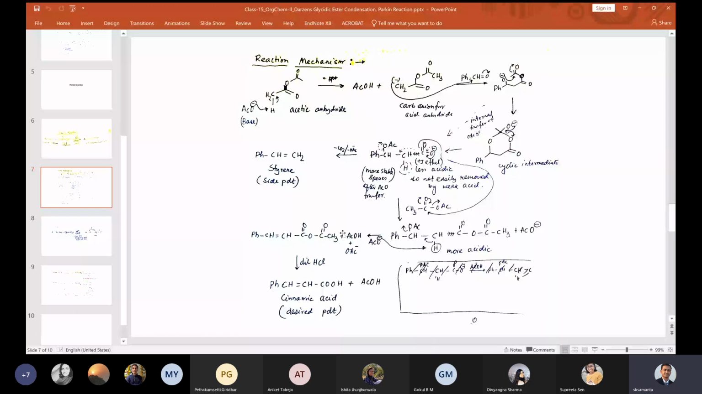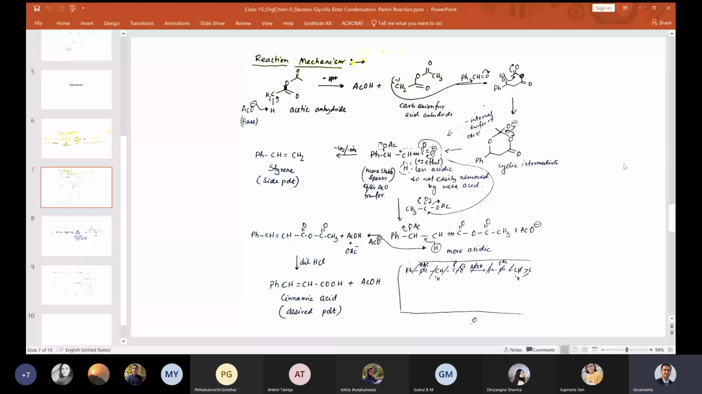Now if you have dilute HCl and you hydrolyze, the anhydride can easily chop off. It will chop off from here so that you get cinnamic acid. If you have any question, you can ask, but let me go through it one more time.